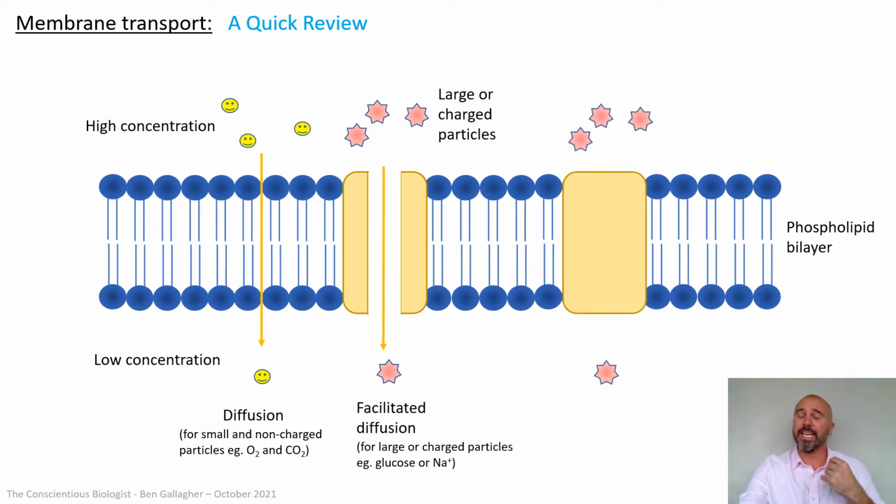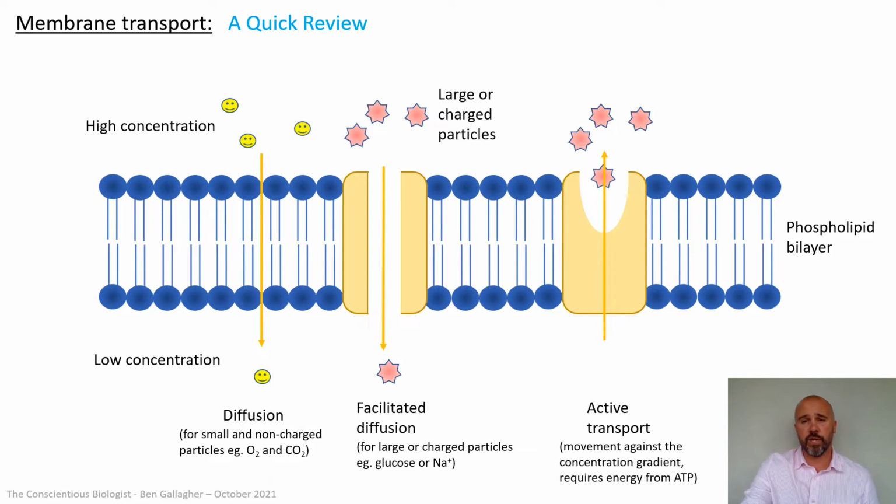Now if we want to move things against the concentration gradient, taking the same picture but thinking of it in the other direction, if I want to move things from low concentration up to high concentration, I need a different kind of transmembrane protein, one with a little mouth area, a binding site that your molecule can go into, that it can then be pulled into the protein and pushed out the other side.